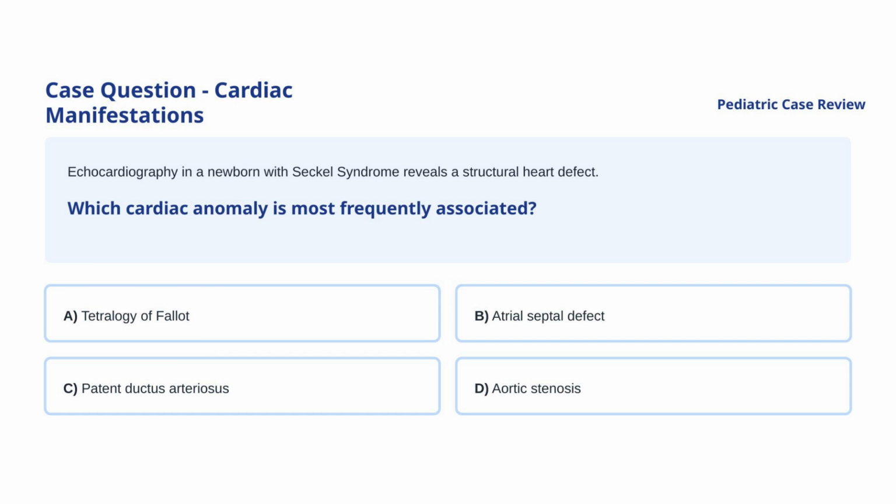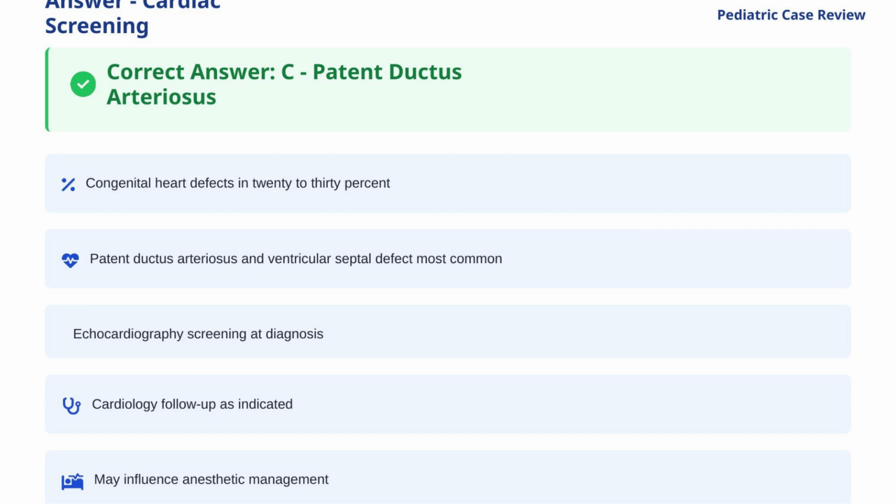Option C, patent ductus arteriosus. Option D, aortic stenosis. The correct answer is C. Congenital heart defects occur in 20 to 30% of Seckel syndrome patients. Patent ductus arteriosus and ventricular septal defects are most commonly reported.